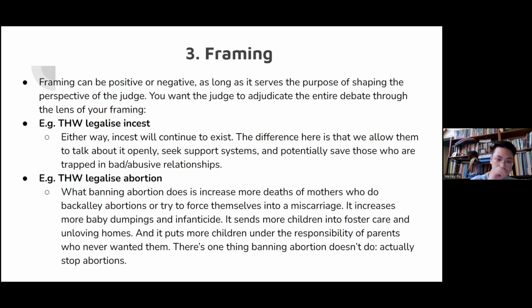Secondly, this also legalizes abortion. What banning abortions does is increase the death of mothers who do back alley abortions or try to force themselves into miscarriage. If you ban abortions, it leads to an increase in activities like baby dumping and infanticide. It sends more children into foster care and unloving homes. It puts more children in the responsibility of parents who never wanted them. There's one thing banning abortions doesn't do: actually stop abortions.